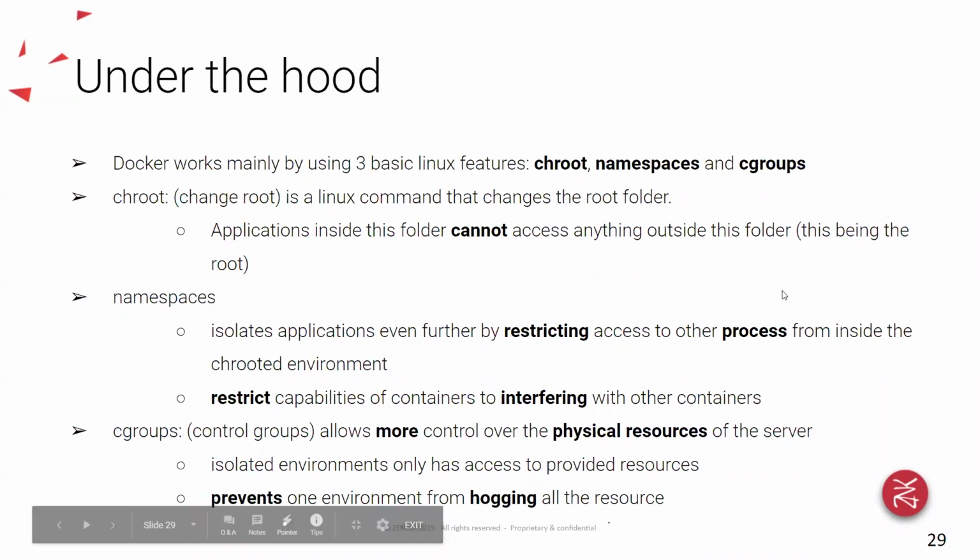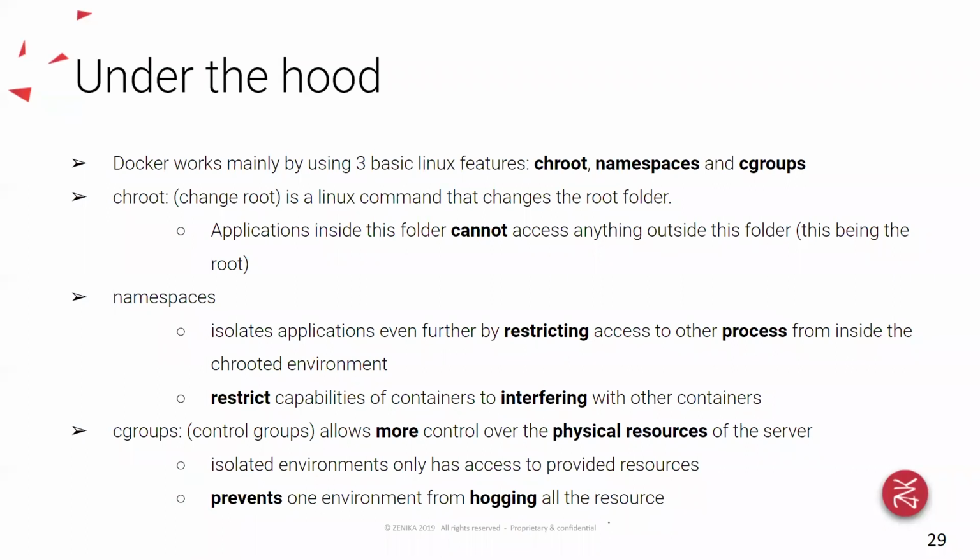And finally, we have something called control groups. Say you're running an application in a container and it's eating up a lot of memory, and you have another container. Say, container A and container B. Container A ends up eating so many resources that container B can't really perform as it needs to. So to prevent that, you have something called control groups, which gives you different control over the physical resources of the server you have, and it ends up preventing one environment from hogging all the resources.